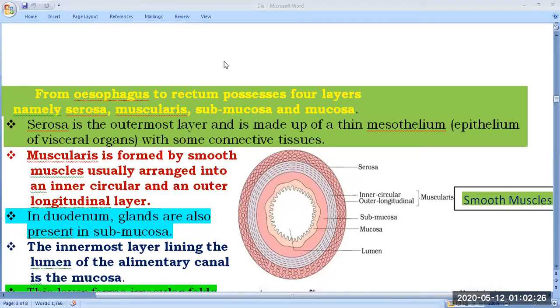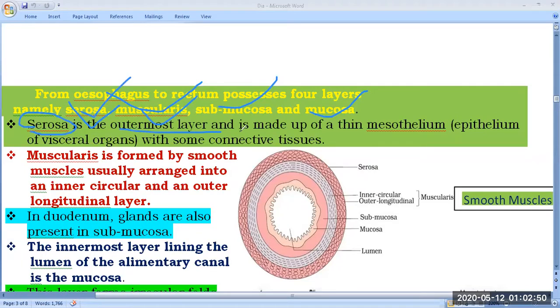So if we look at the wall of the alimentary canal from esophagus to rectum, here you can read that the wall of the alimentary canal from esophagus to rectum possesses four layers. Outermost is the serosa, then muscularis, then submucosa, and mucosa is the innermost layer. The serosa is also known as the peritoneum.